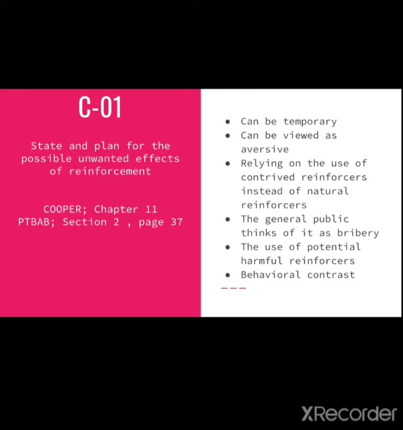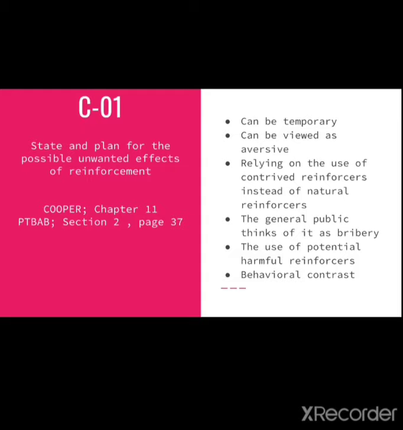So, a few things that can be unwanted. Reinforcement can be temporary, meaning it's not always going to be reinforcing to the individual. It can be viewed as aversive, so something the individual maybe doesn't like.